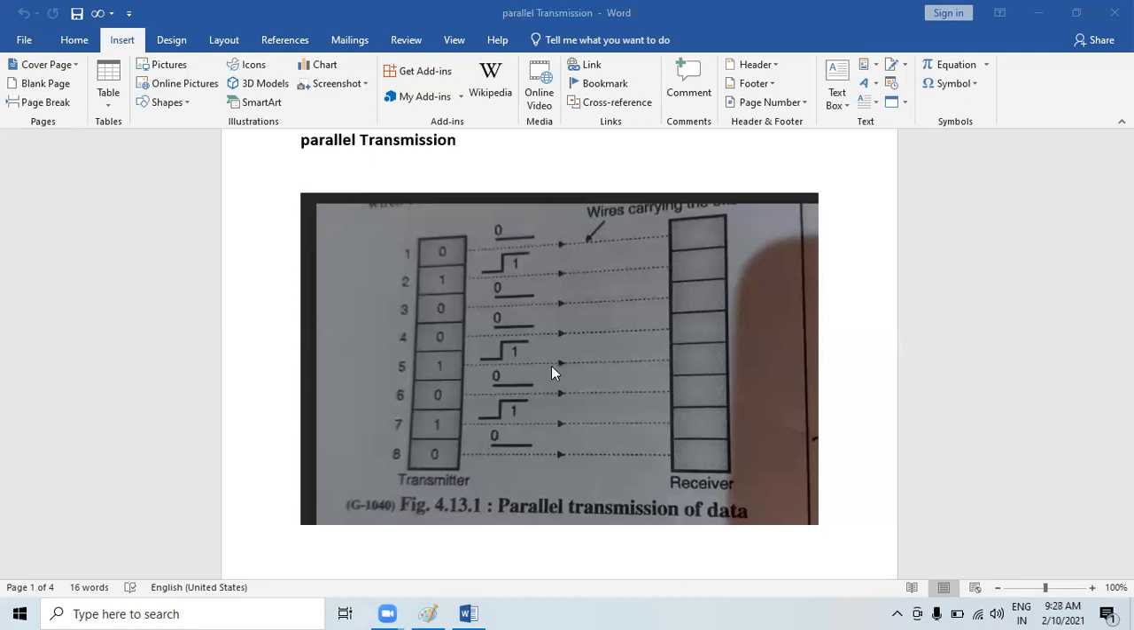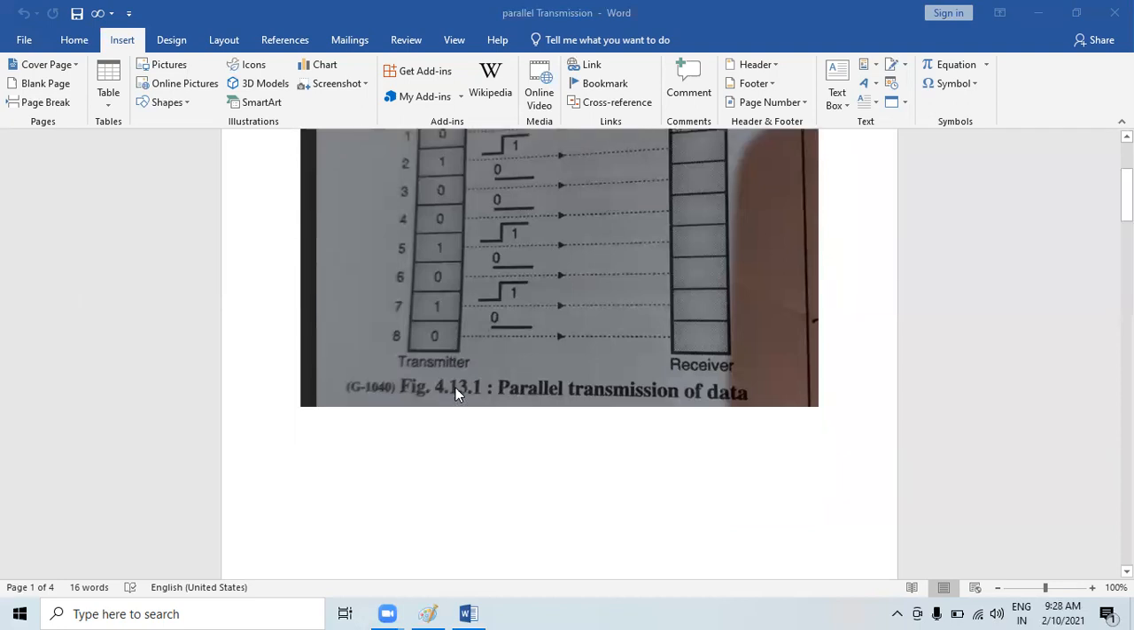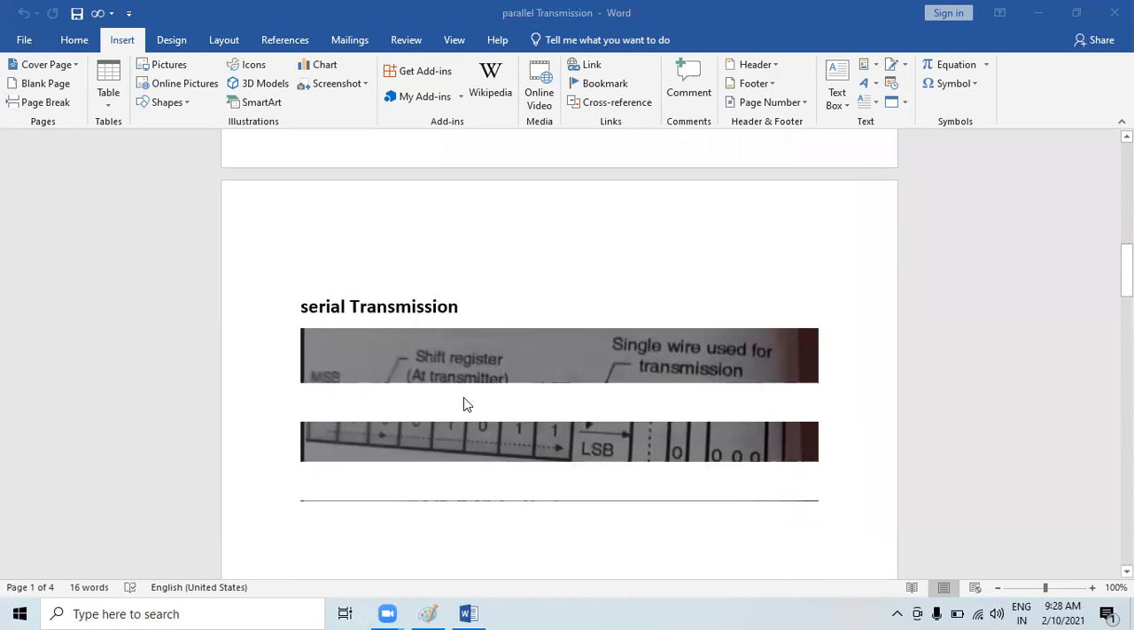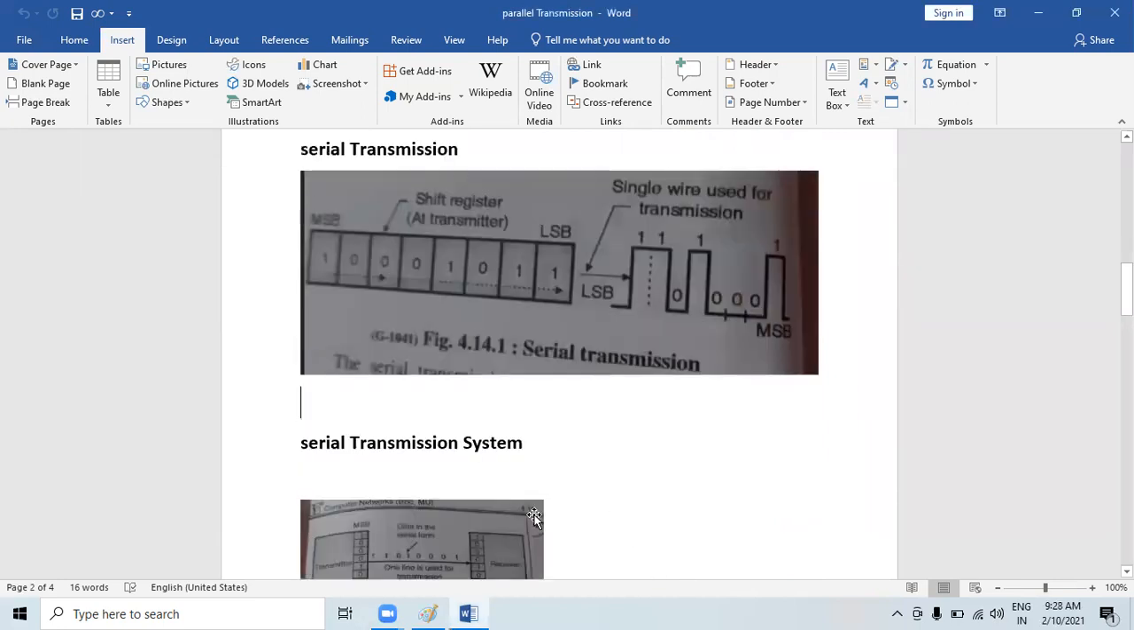So this is in parallel transmission. I gave the example of printer and computer, right? So in the disadvantages, the number of wires required, right? It means if more users want to communicate, then it requires more wires, right? But in serial transmission, the bits of the bytes are serially transmitted one by one.